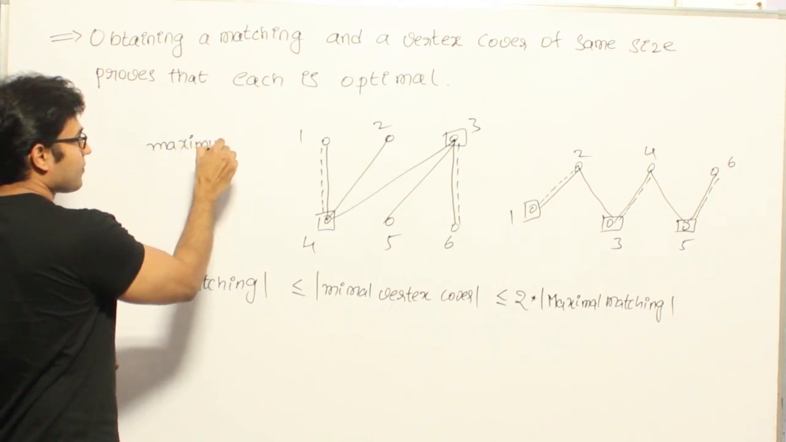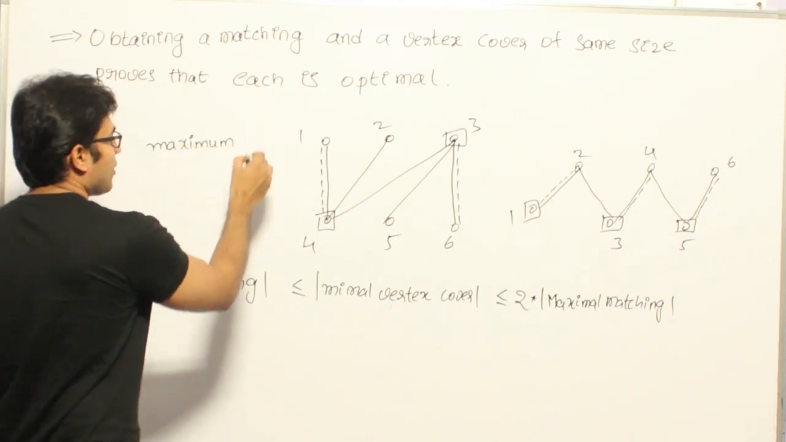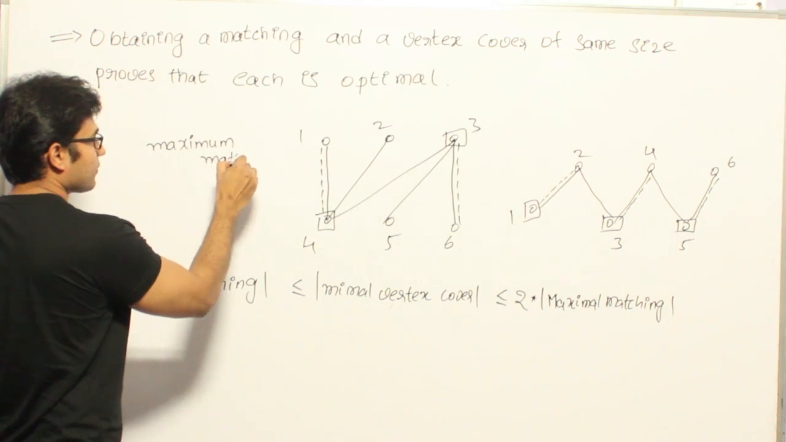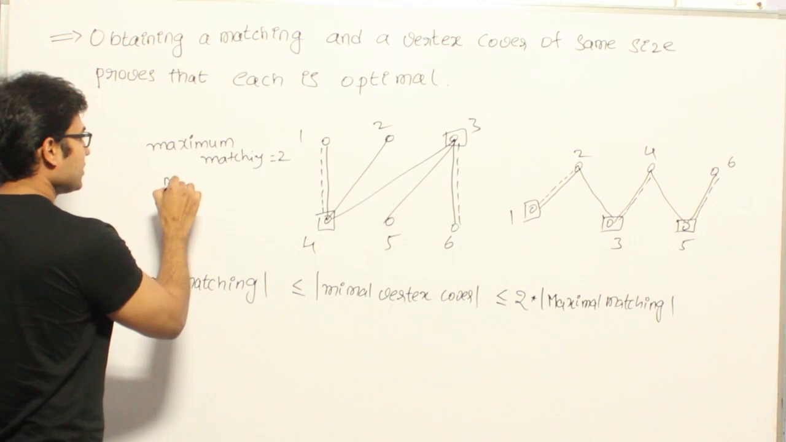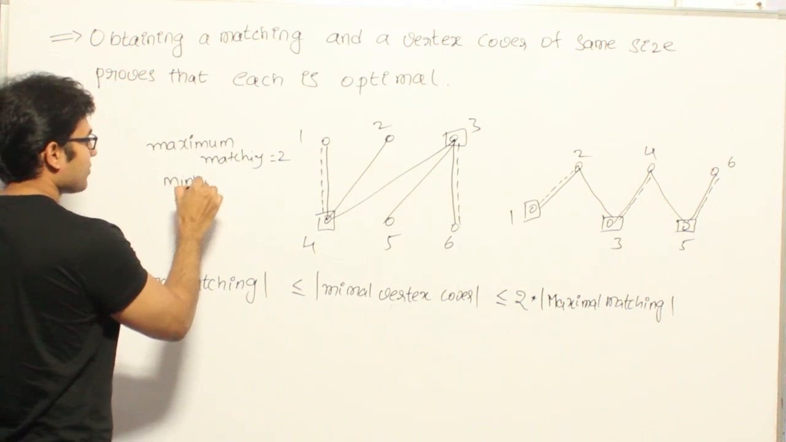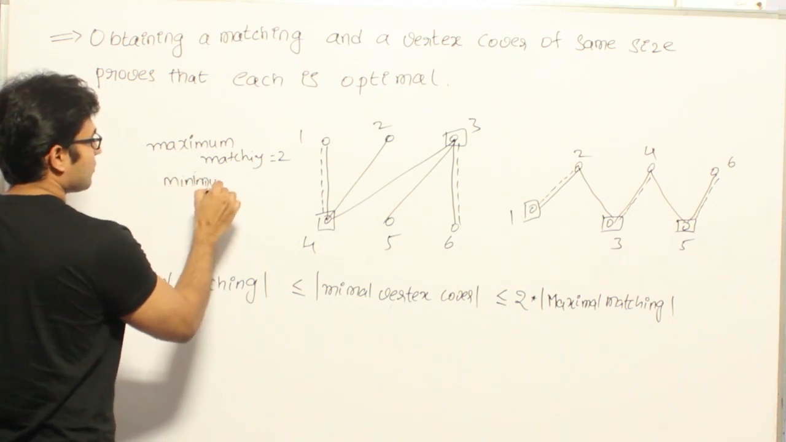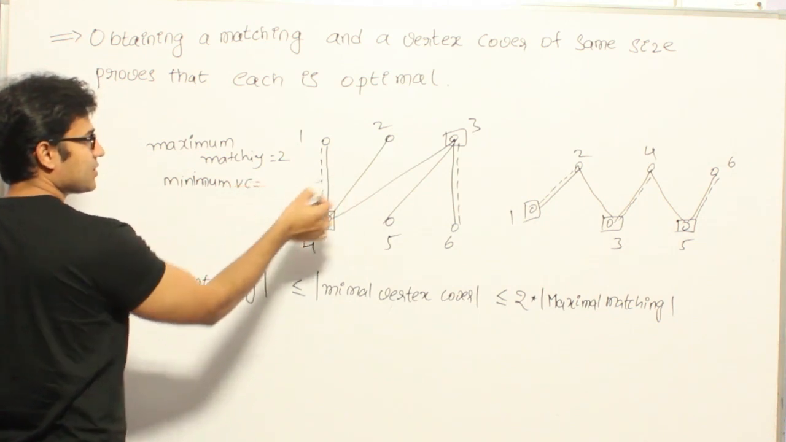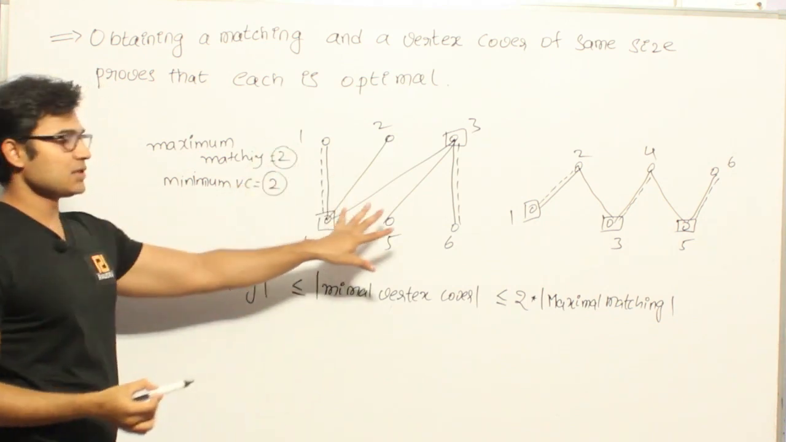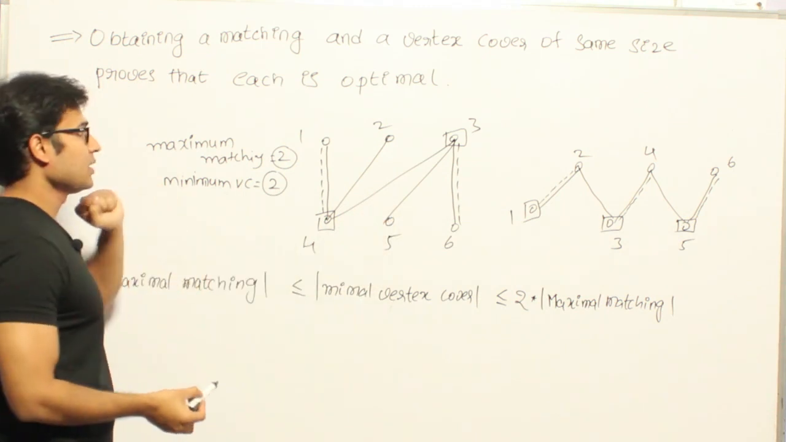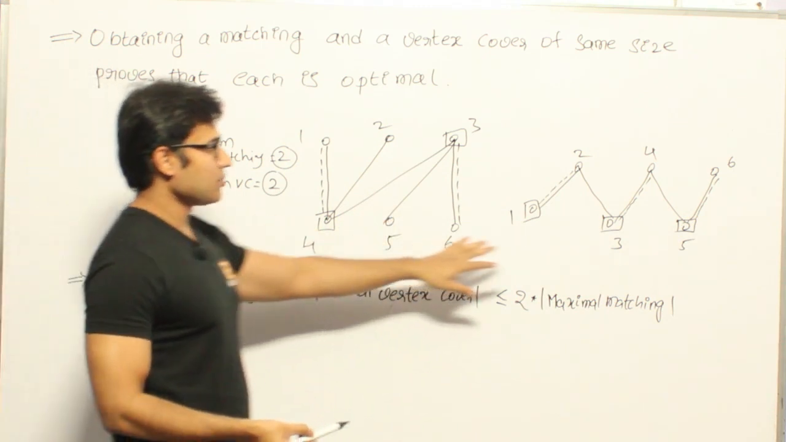So whenever I get such things, then I can say that this is the maximum matching, or the size of the maximum matching is equal to 2, and this is the minimum vertex cover, which means the size of the minimum vertex cover is 2. So whenever you get such things, then you can declare it. Got it?